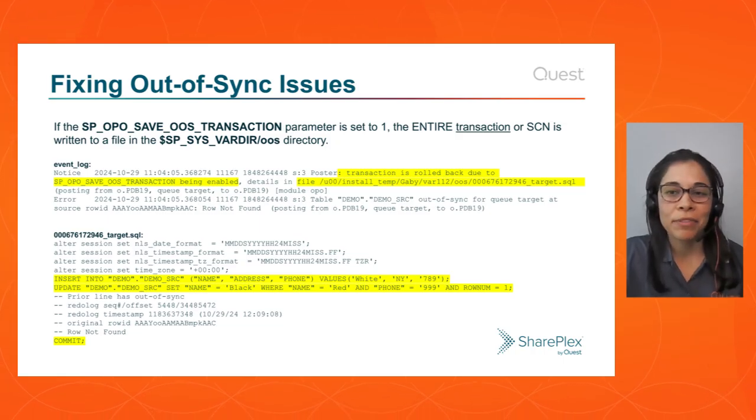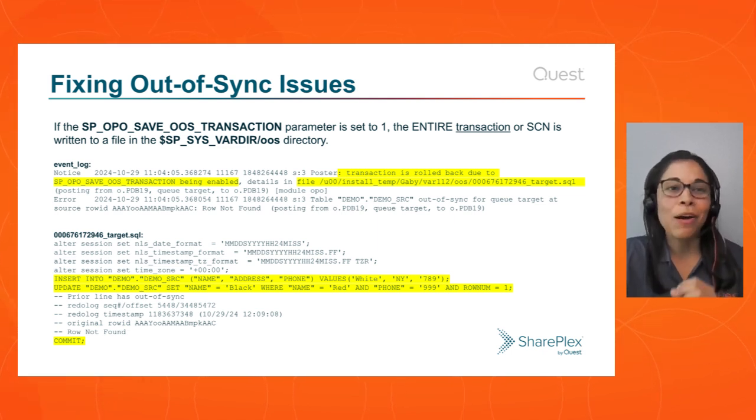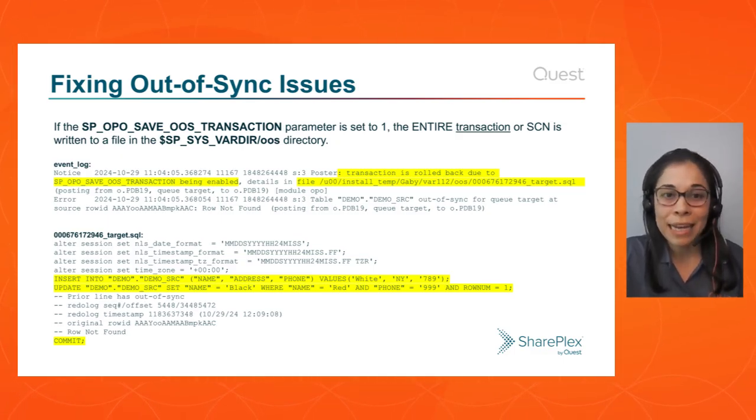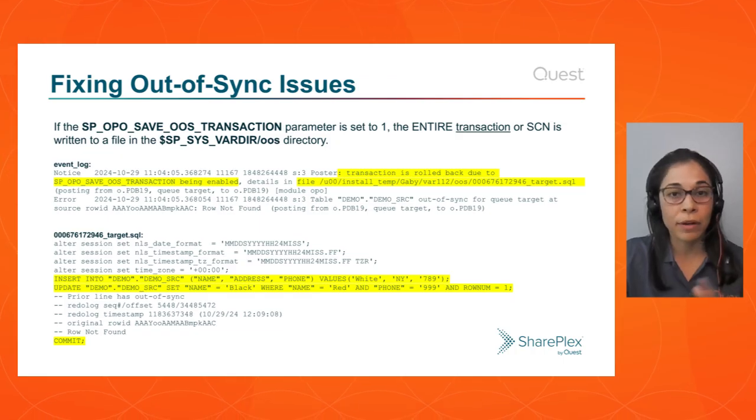There is another parameter that serves as a valuable tool for tracking and troubleshooting out-of-sync events. This is SPOPO_SAVE_OOS_TRANSACTION. This parameter applies specifically to Oracle targets only. When it's enabled, with value 1, post will ignore the entire transaction, roll it back and discard it. So any out-of-sync operations in that transaction are going to be rolled back.